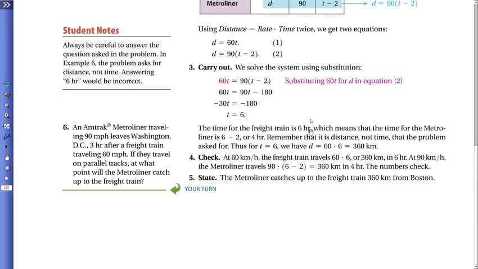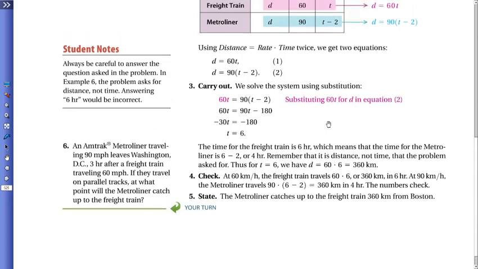But a good check would be to check that with the other one. The other one traveled 4 hours at 90 kilometers per hour, and it would also have traveled 360 kilometers. Now, when you get to this point, you could say, well, I could have guessed and checked and got that. But usually you don't catch the complexity of this until you actually write these equations. And then remember to answer the question. A Metroliner catches up with a freight train 360 kilometers from Boston.